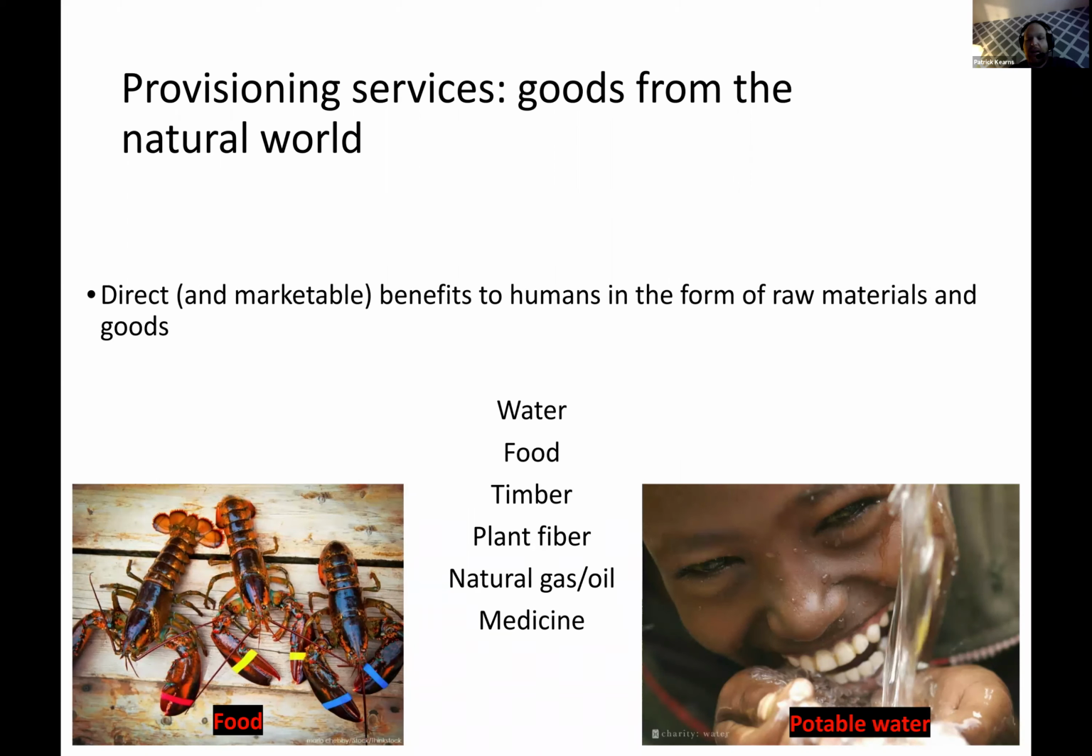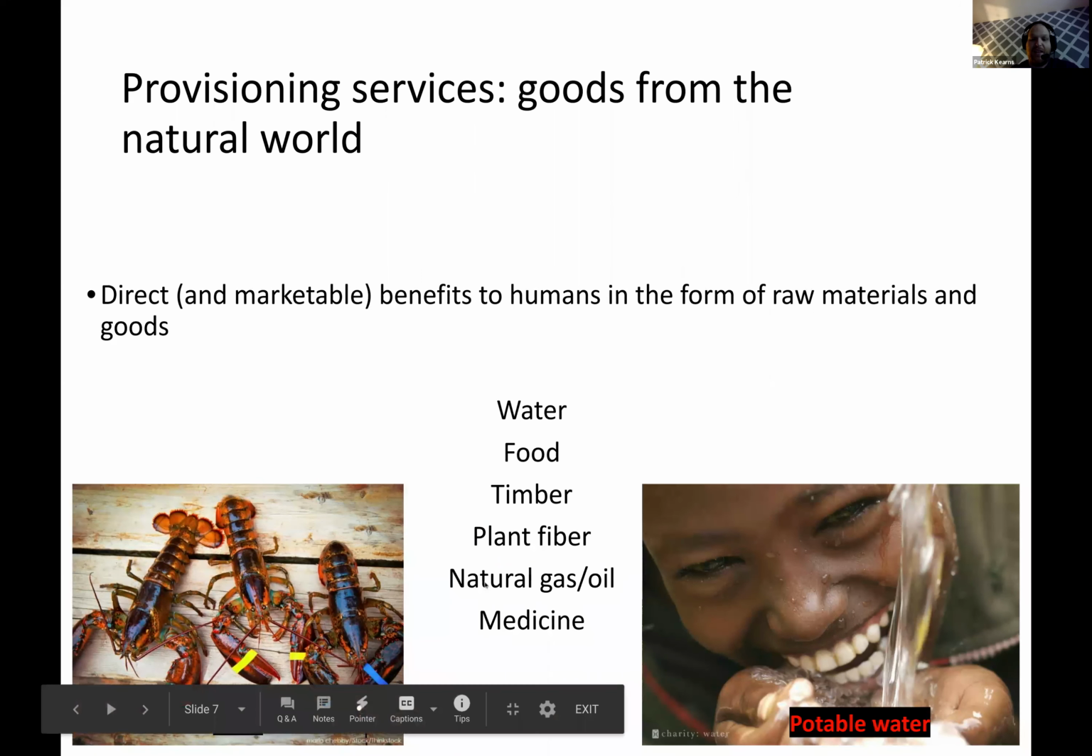And this is the most straightforward of all of them. You have water, food, timber, plant fiber, natural gas, oils, and medicines. These are things we directly take. Now, these have direct benefits, and they have varying levels of value, right?